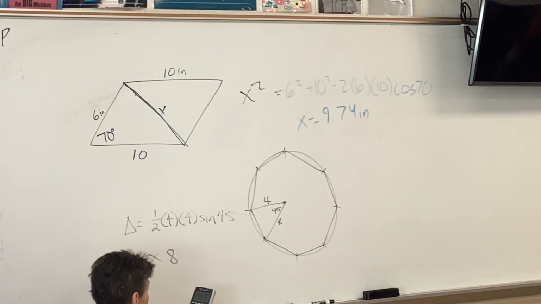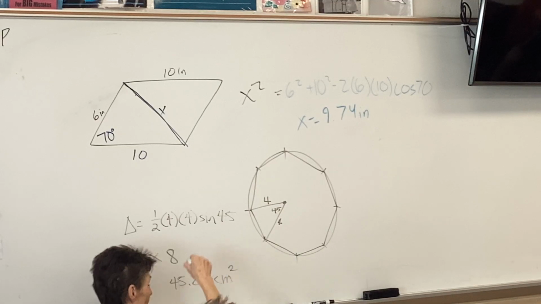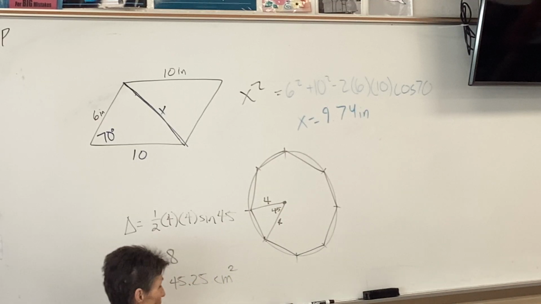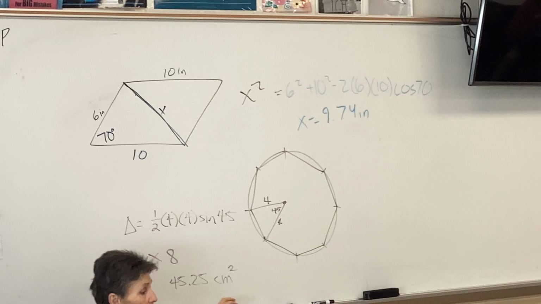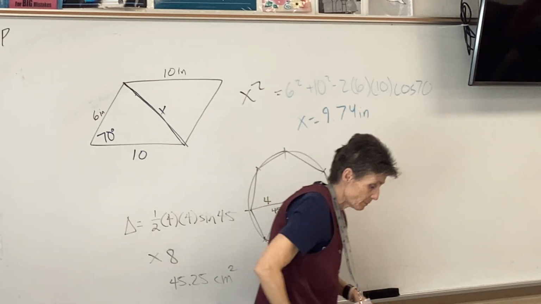So, Royce. I got 45.25 square centimeters. Let's try it. Is that all right with everybody? Okay, well, you got a plan, you know what we have to do.